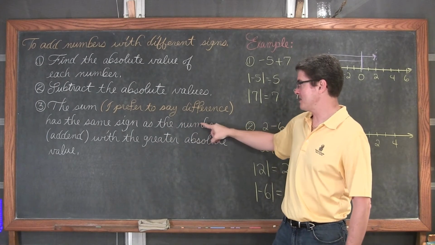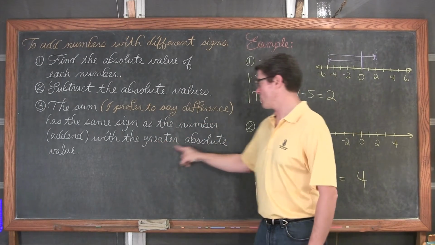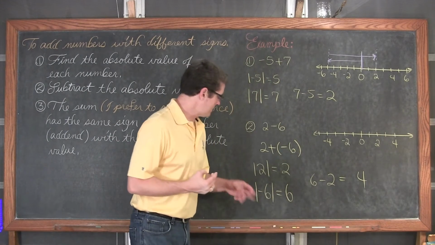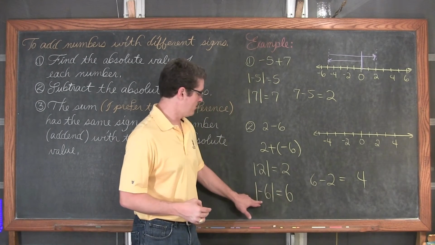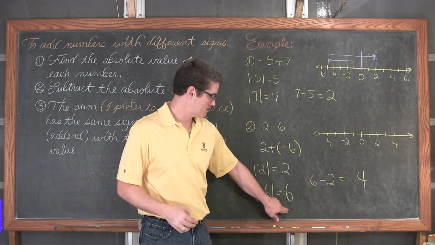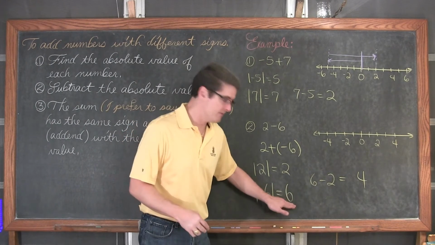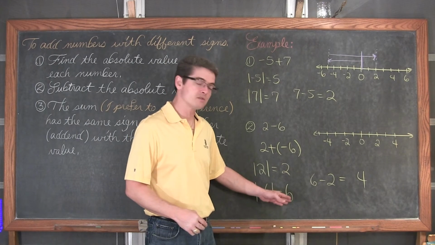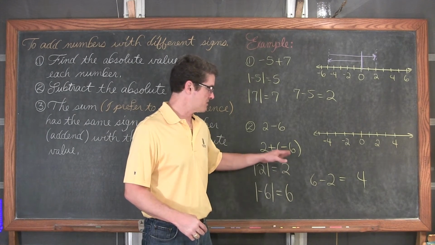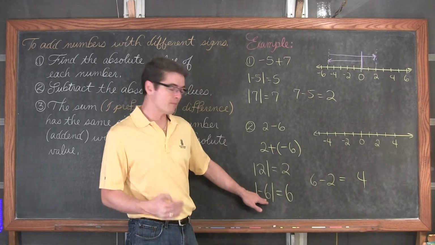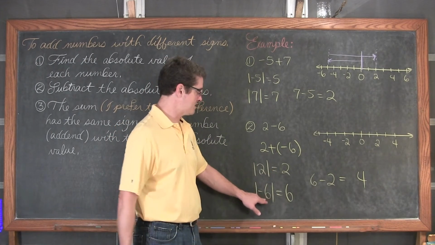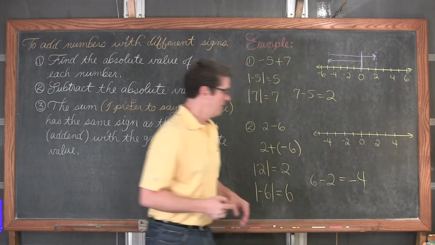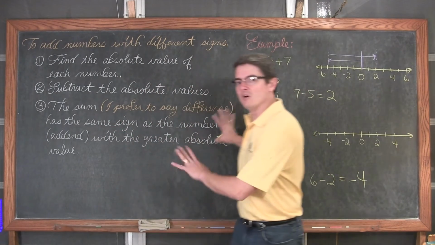So that is: find the absolute value of each number, subtract them, and then keep the answer with the same sign as the number with the greater absolute value, the perfect way to say it. Well, the number with the greater absolute value was -6. The -6 gave us the absolute value of 6, and 6 is bigger than 2, and so the number that gave us that bigger value was the -6, so our final answer is going to be negative. And that's the perfect mathy way to say it.